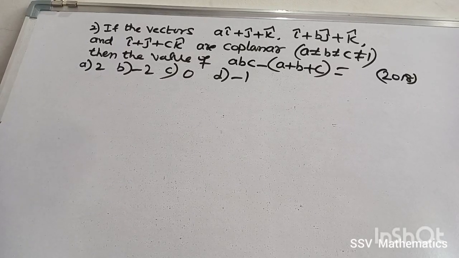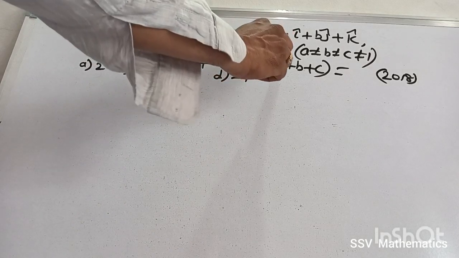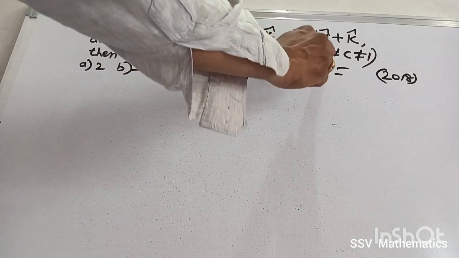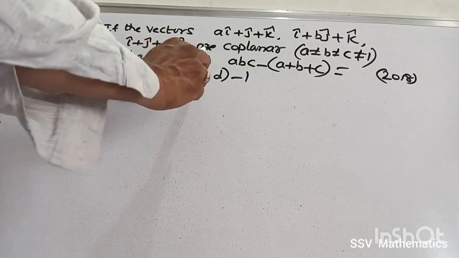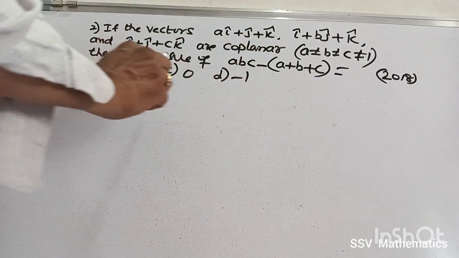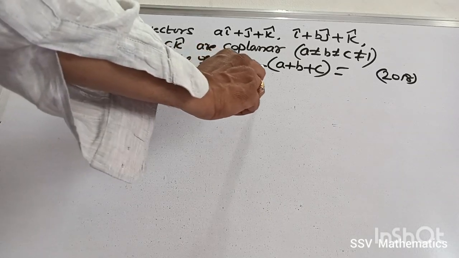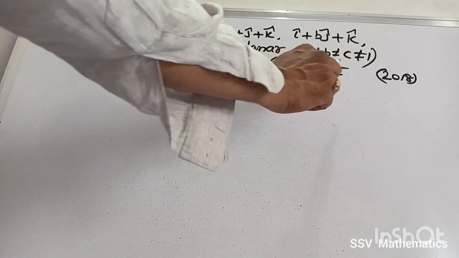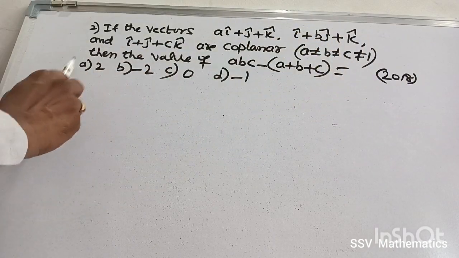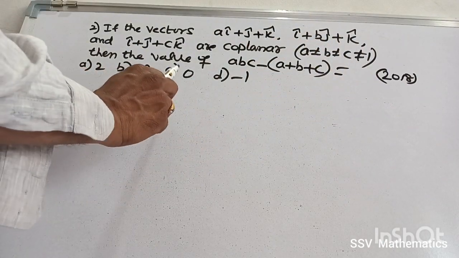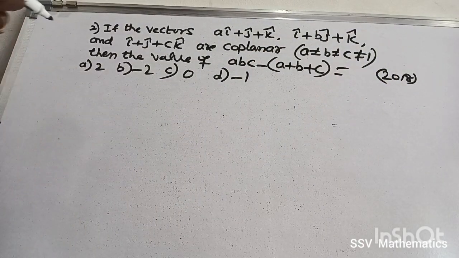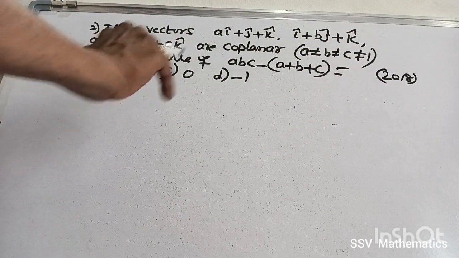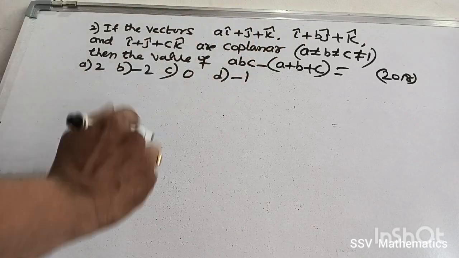Next question: if the vectors a i + j + k, i + b j + k and i + j + c k are coplanar, then the value of abc - (a + b + c) is equal to. Options are 2, -2, 0, -1, asked in 2018 KCET. So here it is given that these three vectors are coplanar.